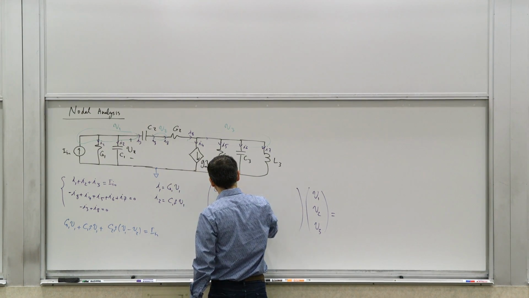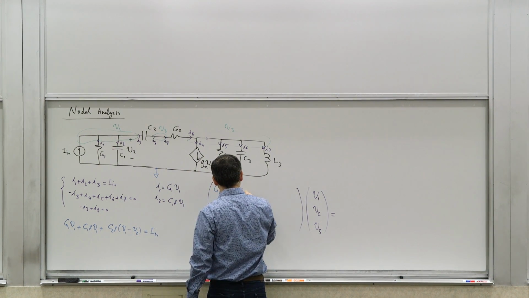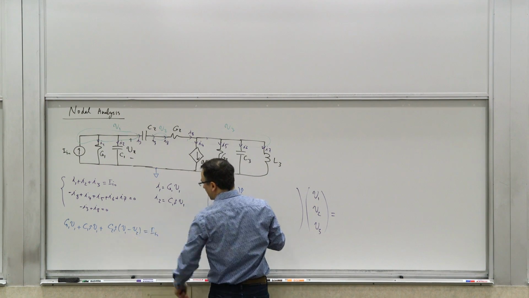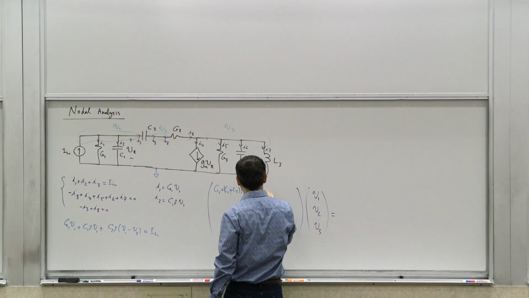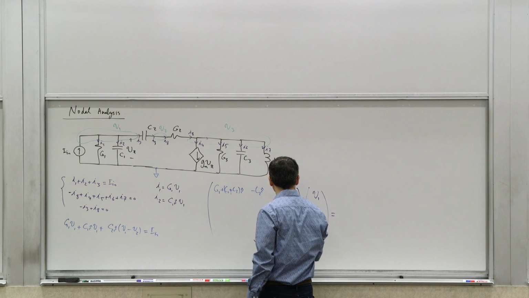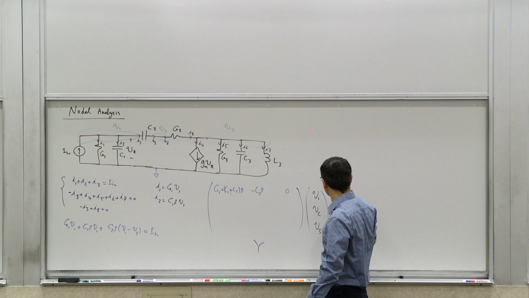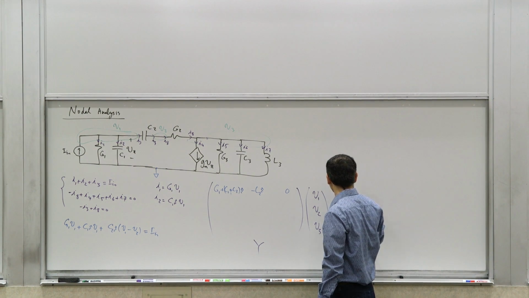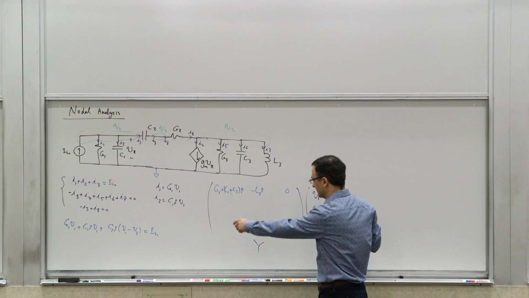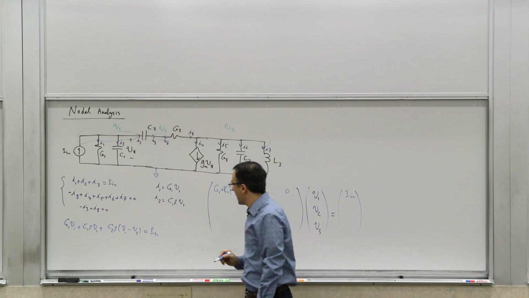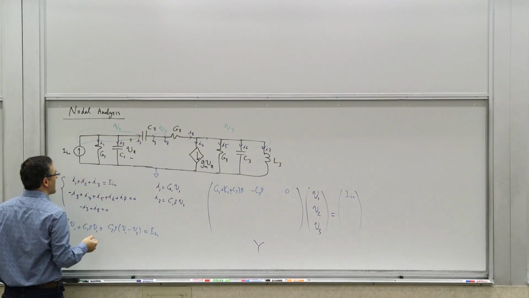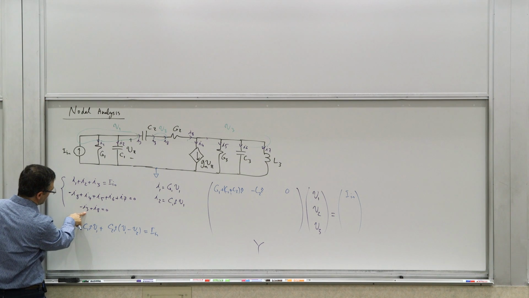Actually C1 plus C2s. And then the second term would be negative C2s. And the third term would be 0 because there's no V3 in that equation. And then on the right-hand side, you will have the I in for that. And similarly, you can write the second equation, which is this one, really.